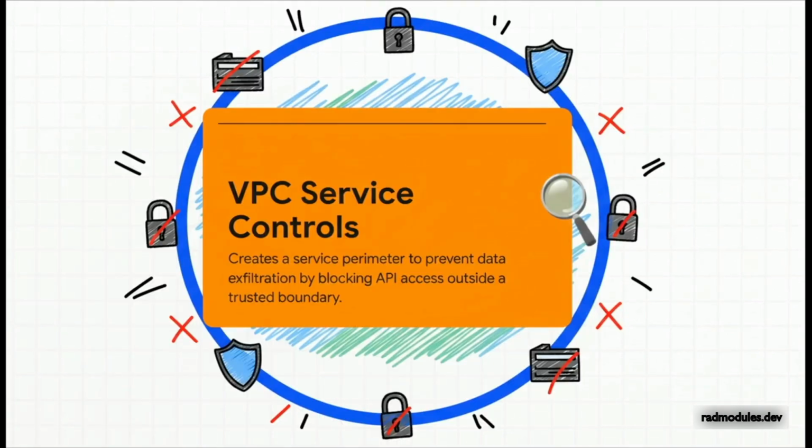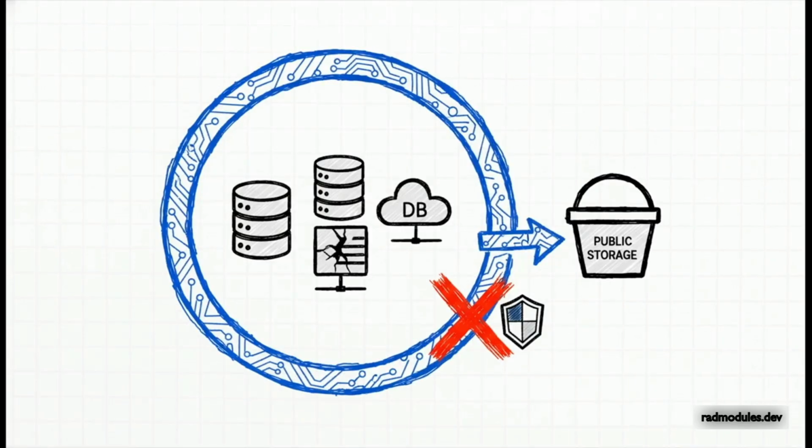But what if a threat does get past your defenses? How do you stop an attacker from just walking out the back door with all of your valuable data? Well, that is the critical job of VPC Service Controls. It lets you create a trusted boundary around your Google Cloud projects and services, and it acts as that absolute last line of defense.